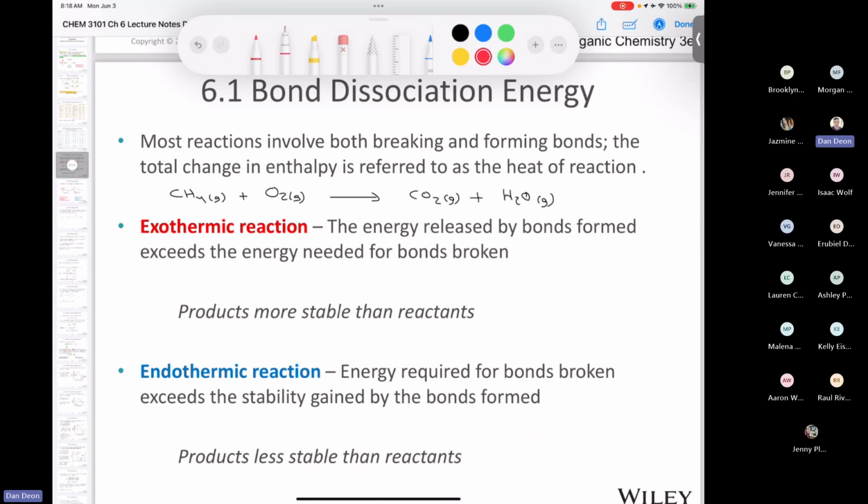And if we balance this reaction, we have 1 and 1 for our carbon, we have 4 hydrogens, so we need a 2 here, and then we have a total of 4 oxygens here, so we need a 2 here. So there's our balanced equation. But if you're wondering, what's your point, Mr. Dion, why are you writing down this reaction?